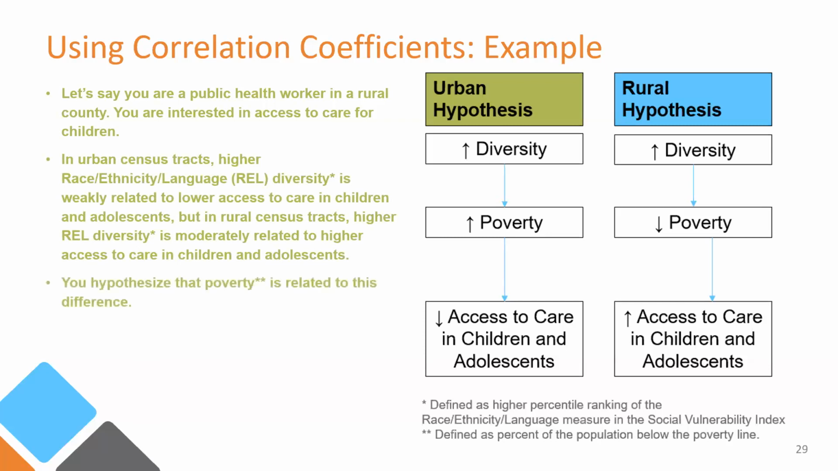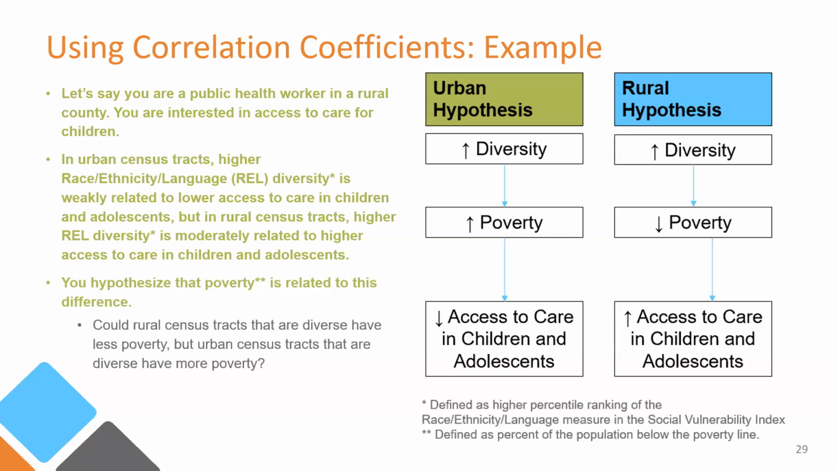You hypothesize that poverty is related to this difference. And then you can see your little hypothesis on the right there. You think, could rural census tracts that are diverse have less poverty, but urban census tracts that are diverse have more poverty? Could that somehow modify the relationship between diversity and access to care in children?